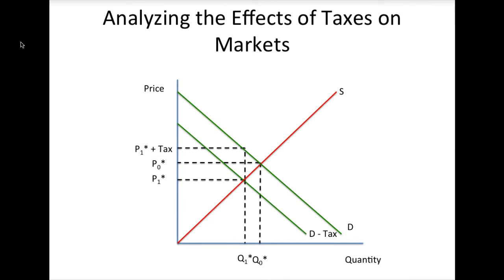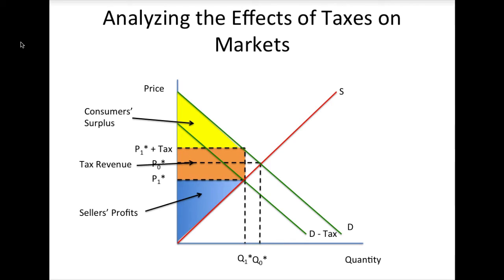The analysis is the same if you shift the demand curve instead of the supply curve. The consumer surplus is the area below the demand curve and above the price that consumers pay, which includes the tax. Sellers' profits is the area above the supply curve and below the price that sellers get, which does not include the tax. The tax revenue is the amount of the tax times the new equilibrium quantity, and the deadweight loss is the benefits that were lost because some buyers and sellers were priced out of the market by the tax.